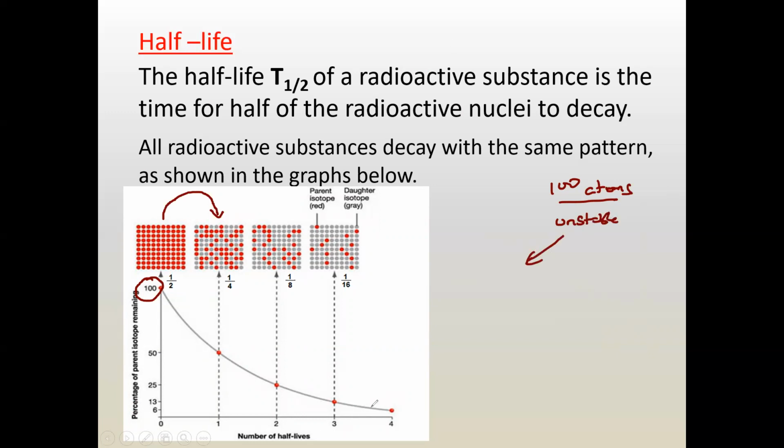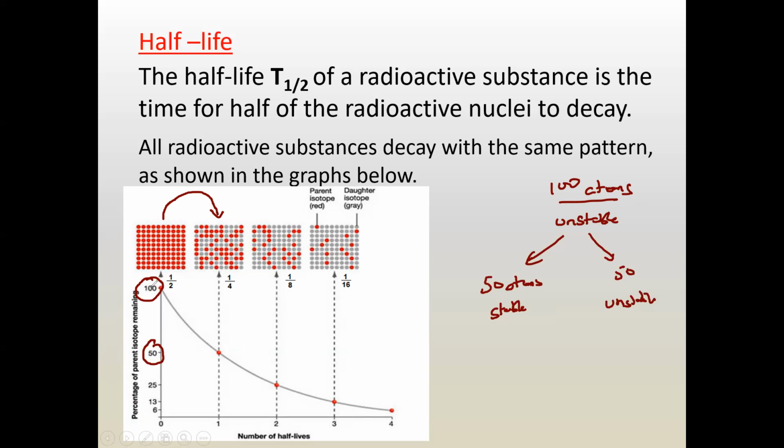So at that time, out of 100, 50 atoms will be stable and the remaining 50 will be unstable. So what do we call this interval, when out of 100, 50 become stable and 50 become unstable? This is a graph for unstable nuclei and the number of half-lives.